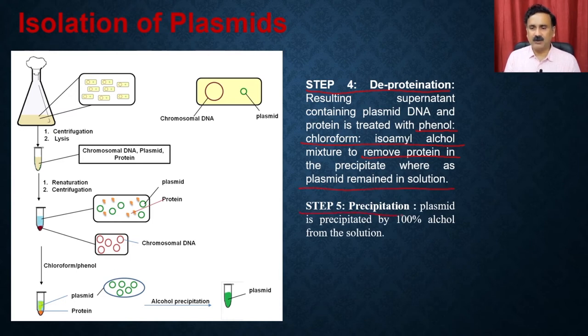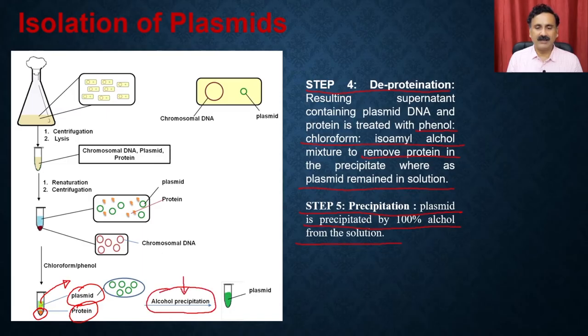And in step 5, you are going to resuspend that plasmid in an alcohol solution. So in step 4, you actually have the plasmid as well as the protein, and the protein will be present in the precipitate. That supernatant you collect, and then you add the alcohol to it. Once you add the alcohol, the plasmid is going to precipitate, and that's how you isolate the pure plasmid. That pure plasmid can be used for different types of applications, which we are not going to discuss.